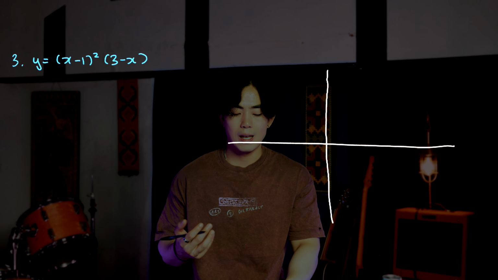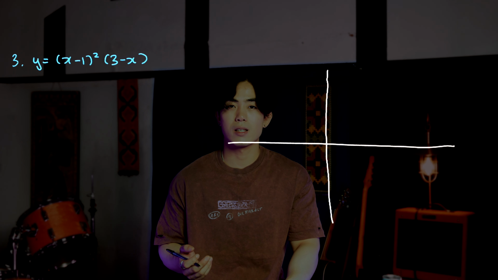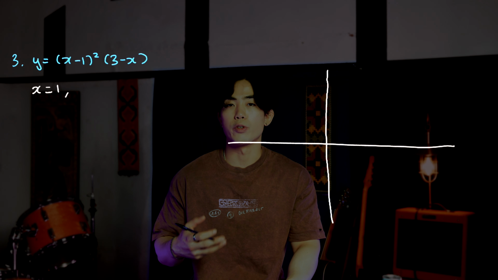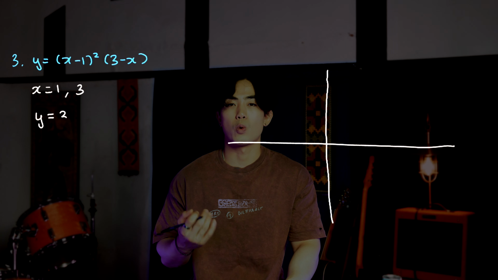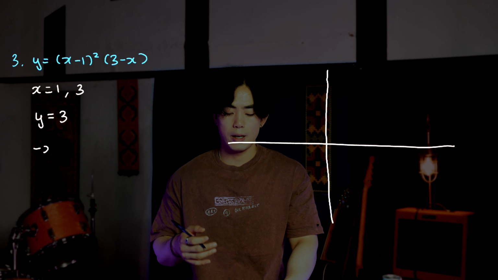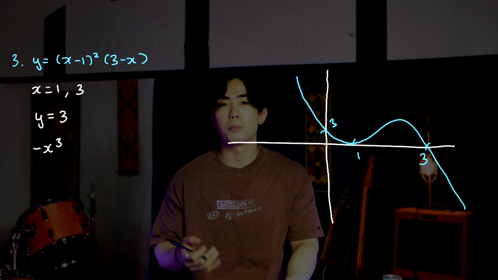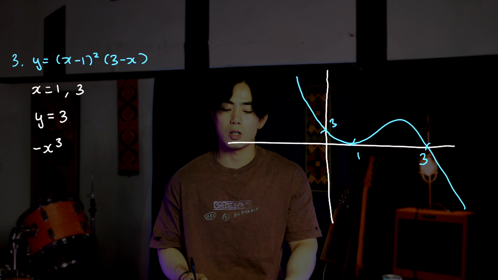And the final one is y is (x minus 1) squared times (3 minus x). We have one repeated root and one unique root. So at x is 3, it's going to cut the x-axis, whereas when at x is 1, it's just going to touch the x-axis. It's also a negative x cubed coefficient, so it will be reflected again, and it will look something like so. So that's how you go about sketching cubic functions.